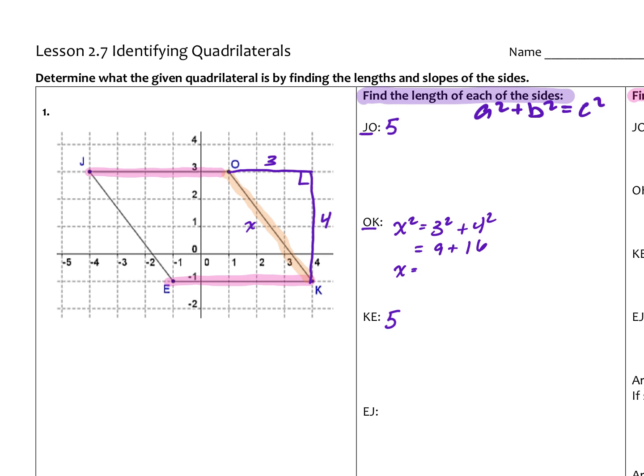It's 25. You guys need to calculate. That's why I looked at you like that. If you guys need a calculator, make sure you get a calculator. So how do I get x squared to become x? You square root it, right? So if I square root one side, I have to square root the other side. Great. And what does x equal? What's the square root of 25? 5. So my length of OK is 5.